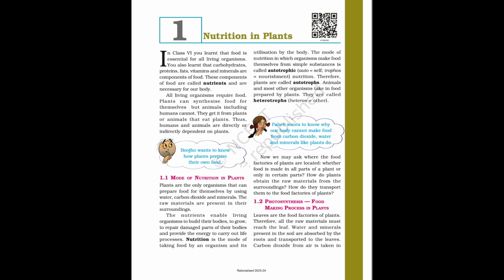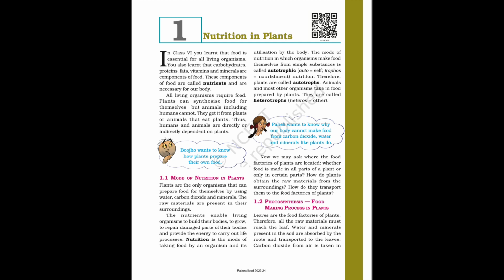Now we may ask where the food factories of plants are located, whether food is made in all parts of a plant or only in certain parts. How do plants obtain the raw materials from the surroundings? How do they transport them to the food factories of plants?